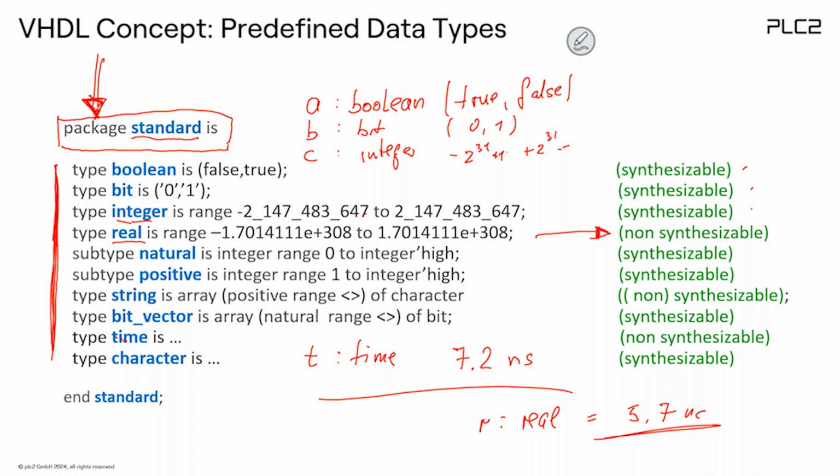So it's not synthesizable. Also string, which is a string of characters, is not synthesizable. Sometimes it is synthesized; it depends a little bit on the tool. Bit vector, a vector of bits, is synthesizable. Time is of course not synthesizable. We cannot synthesize the time. So you see, we need to understand some are synthesizable, some are not synthesizable.